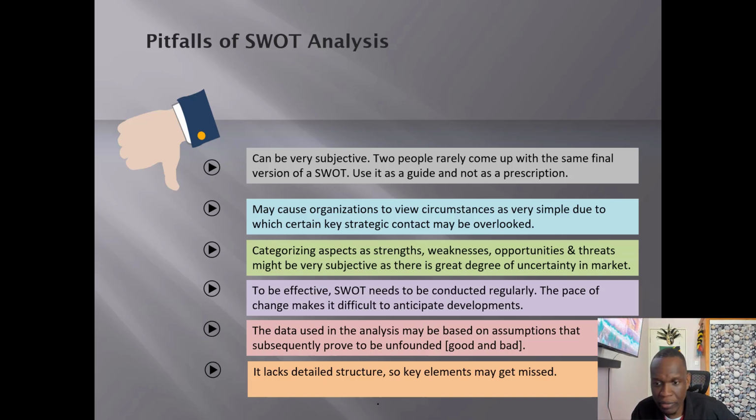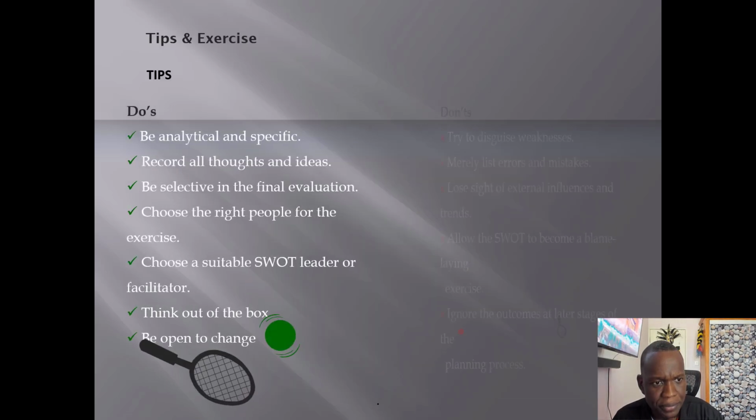An election can change everything, right? Maybe one of your strengths was that you have good people in certain offices. Then the election changes, your party is out, and all of a sudden, no news for you. A weakness for you now, no information. You don't get information, right? To be effective, SWOT needs to be conducted regularly, because the pace of change makes it difficult to anticipate developments. The data used in the analysis may be based on assumptions that subsequently prove to be unfounded, right? It lacks detailed structure, so key elements may get missed. So those are some of the downsides to it. It's not perfect, but it's still a starting point for any organization.